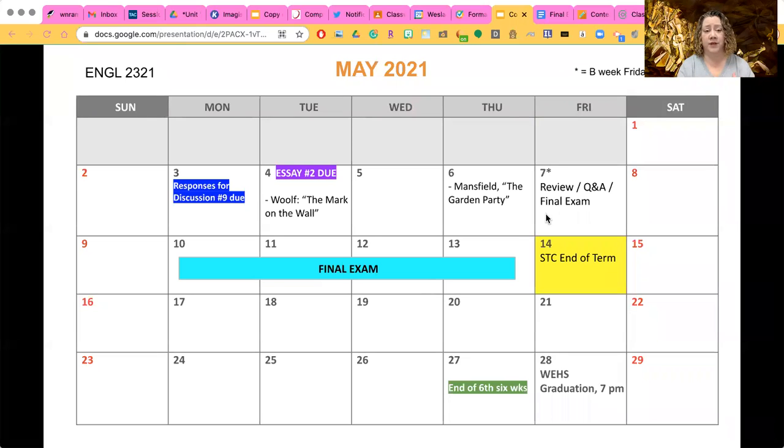And my grades are due on the 17th to STC. So any questions about how that works out or any questions from the study guide? Any questions? Okay, I just wanted to go back and do that because I realized after we dismissed class on Tuesday that I had never even gone over that study guide with you.